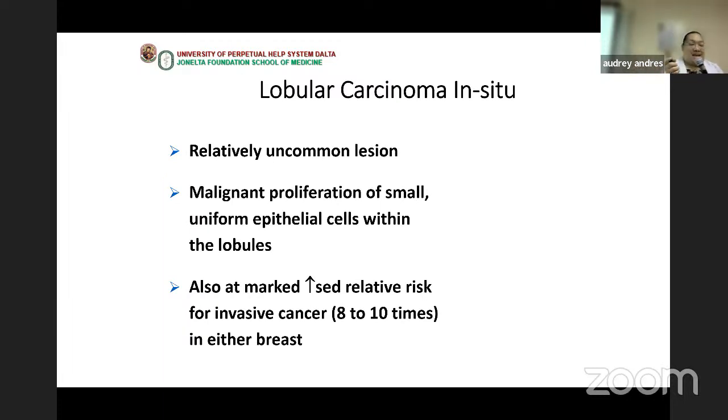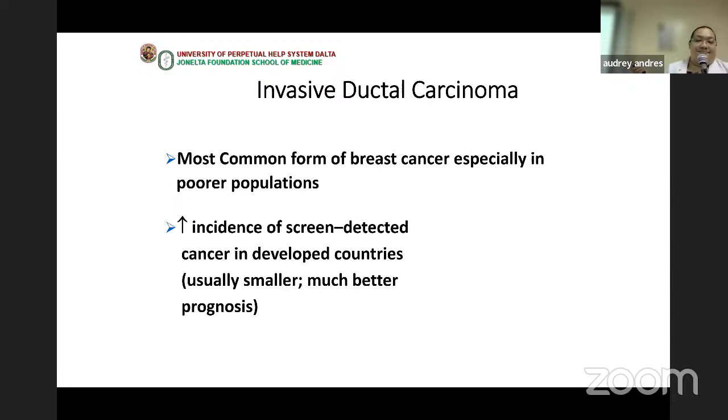How about LCIS or lobular carcinoma in situ? So this is relatively uncommon. So this is a malignant proliferation of small, uniform epithelial cells within the lobules. This also marks increased relative risk for invasive cancer, 8 to 10 times in either breast.